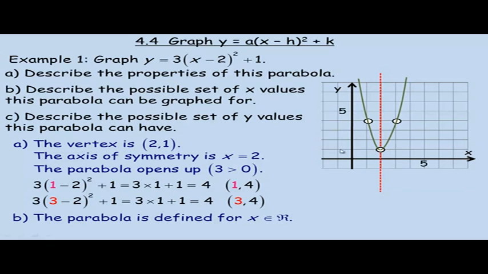Now, for any parabola that opens up or down, there's either a minimum point or a maximum point. In this case, we have a minimum point. The y value there is 1 because the vertex is at (2, 1). 1 is the y coordinate. Every other y value is bigger than 1. And so we would say the parabola has y values that are all real numbers, and this vertical bar stands for the words such that. So it's read, y is a member of the set of real numbers such that y is greater than or equal to 1. 1 being, of course, the lowest possible y value, every other one larger than 1.